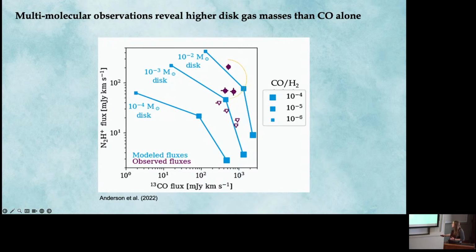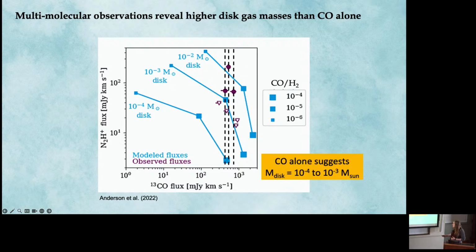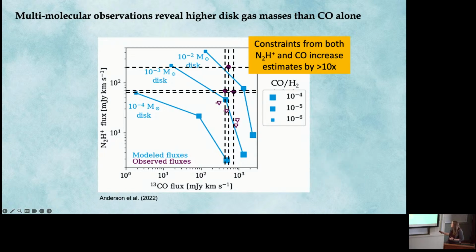And what I wanted to point out here is that we have 3 disks where we detected N2H+ at a sufficiently high level. If we were only using the CO emission alone, and we compare that to the models that it is closest to, that gives us a disk mass of around 10 to the minus 4 to 10 to the minus 3 solar masses. But when we add in the second constraint of N2H+, then we're looking at these points compared to these 2 lines, which is a whole order of magnitude or more higher, up to 10 to the minus 3 to 10 to the minus 2 solar masses.